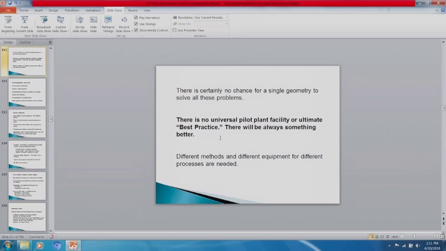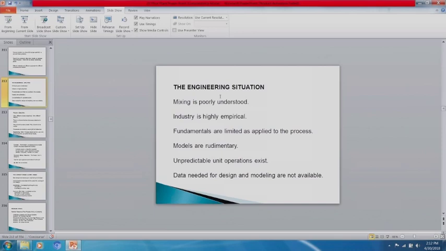Everything becomes a special case. You should have different methods and different equipment for different processes. The engineering situation: mixing is poorly understood. It's highly empirical. Fundamentals are limited as applied to the process. Models are rudimentary. Unpredictable unit operations exist. Data needed for design and modeling are not available.